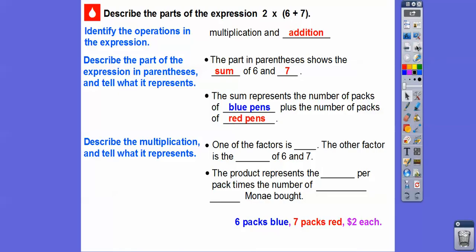Okay, so describe the multiplication and tell what it represents. So one of the factors is 2 right here. Okay, so the multiplication is 2 times this parentheses right here. Well, this parentheses is a sum. So the other factor is the sum of 6 and 7 right there. Okay, so the product represents the cost per pack times the number of packs of pens that Monet bought. So she bought 6 packs of blue and 7 packs of red. Okay, and they're all $2 each right there.